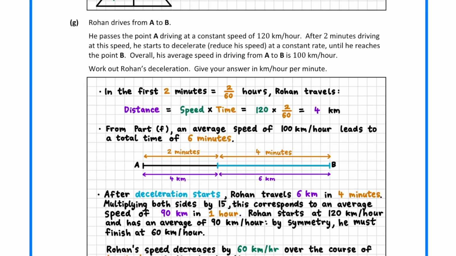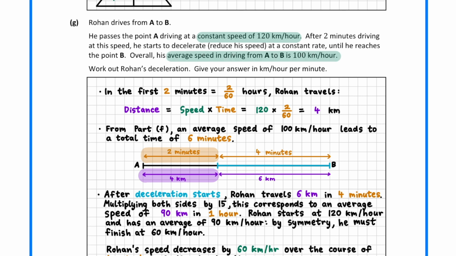In part G, Rowan travels the 10 km distance between A and B. In the first section of his journey, which lasts 2 minutes, he travels at a constant rate of 120 kilometers per hour. This is equivalent to travelling 2 kilometers per minute, so he will cover 4 kilometers in this time. In the second section, he decelerates at a constant rate.